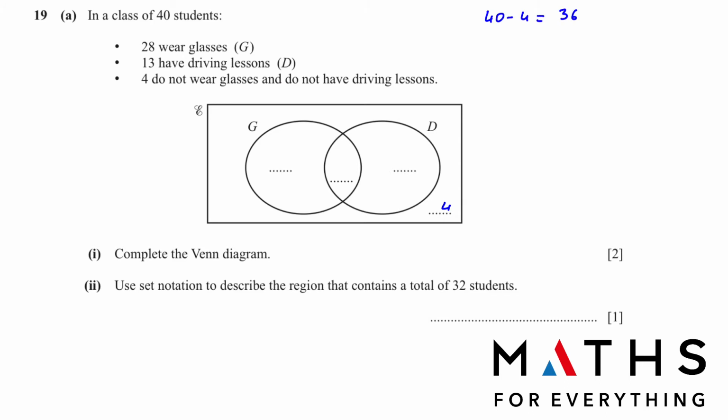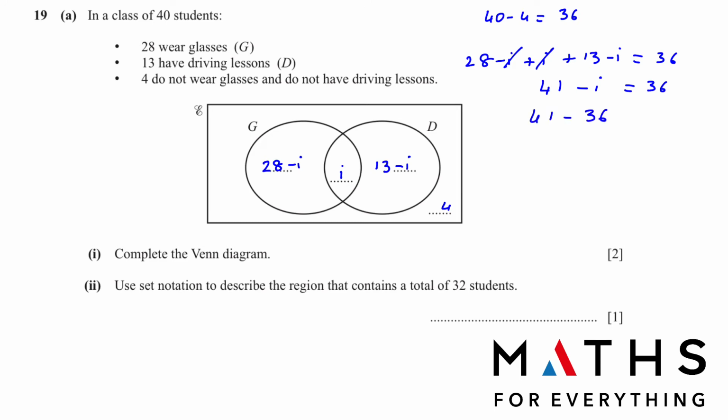It will be 36. There's an intersection in the middle, which is common for glasses and driving lessons. And in this circle, we have 28 minus the intersection, and driving will be 13 minus the intersection. When we add all of this, it is equal to 36. So 28 minus the intersection plus the intersection. Whatever we have written down, just add it up the same way and write 36. This will get cancelled. 28 plus 13 will give us 41, minus I is equal to 36. So 41 minus 36 is our intersection. That is 5.